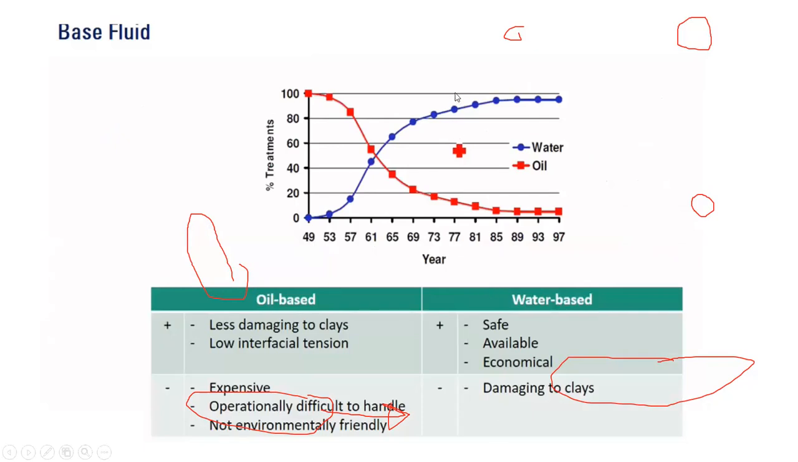So at the beginning, what was mostly used was the oil-based fluid, around 1949. That was when this idea of hydraulic fracture came up. But as time went on, people were moving away from the oil-based and they were now moving into water-based. Why? Because water is easily available, it's economical, it is safe. But oil is expensive, even though it is less damaging to clay, because water destroys clays. Oil is less damaging to clays, but water has more advantages than oil because it is safe, easily available and economical.